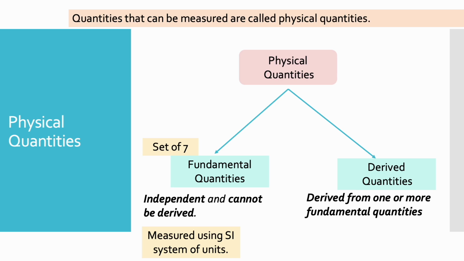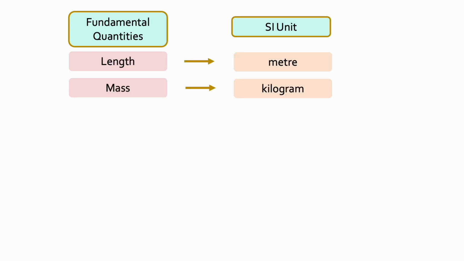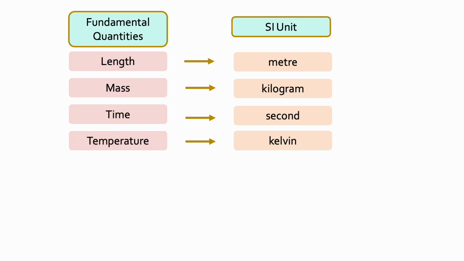Now let's take a closer look at the fundamental quantities and their corresponding SI units. These are the basic quantities we measure and each has its own unit. Length is measured in meters. Mass is measured in kilograms. Time is measured in seconds. Temperature is measured in Kelvin.